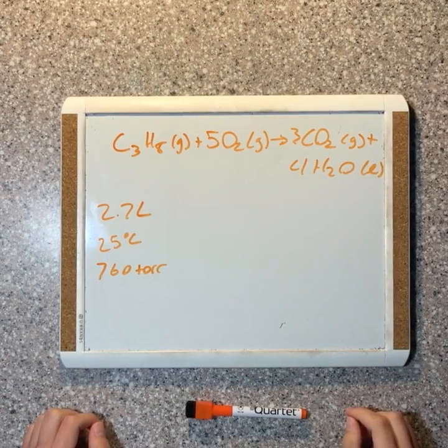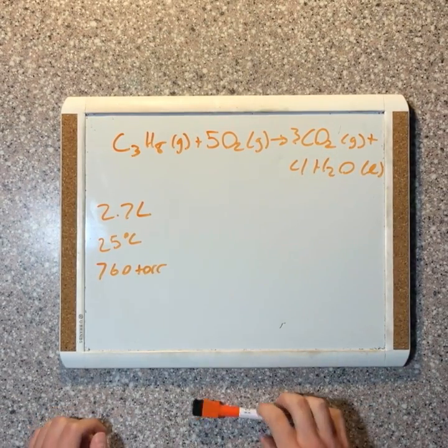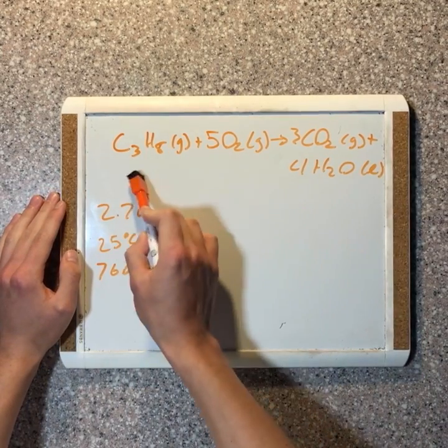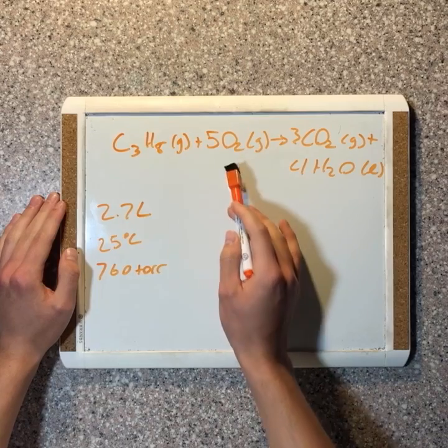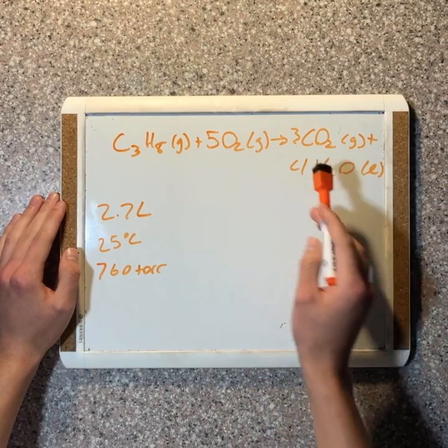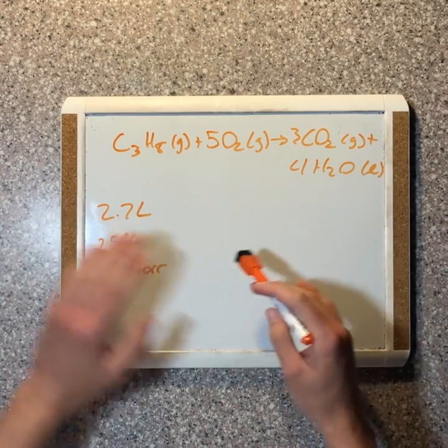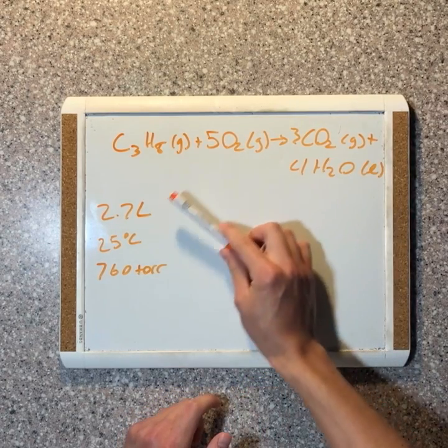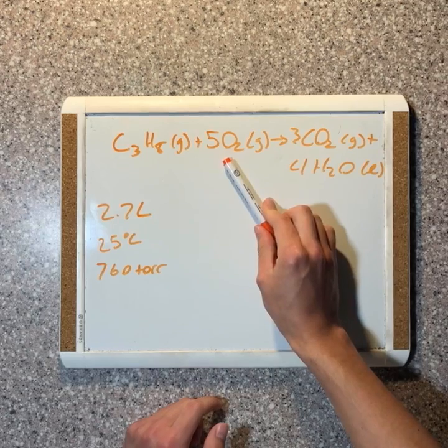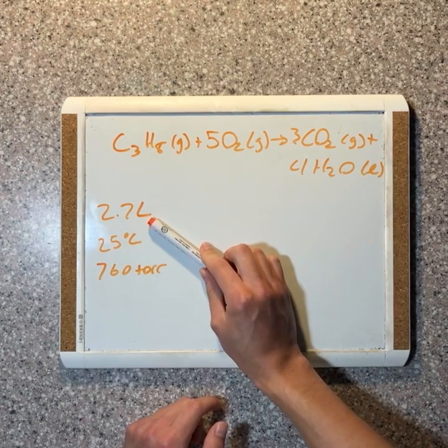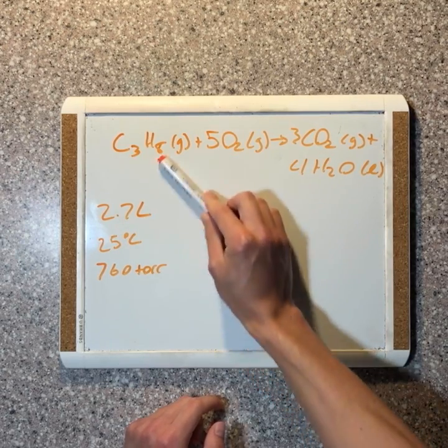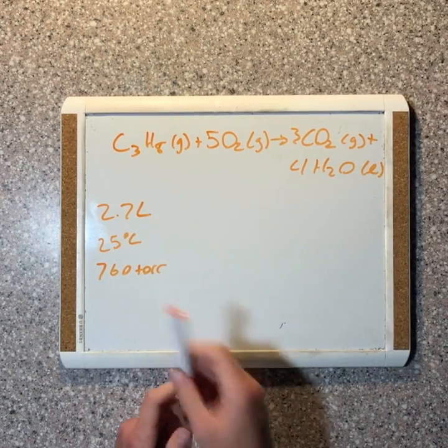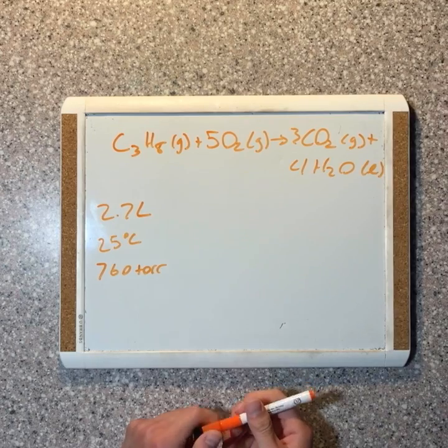Let's take a look at an application of Avogadro's law. Now, say we have a tank of propane, right? This here is the chemical formula for propane, and it reacts with 5 gaseous oxygen molecules to produce CO2 and water. Typical combustion reaction. Now, we want to figure out how much oxygen it takes to react with 2.7 liters of propane, right? How many liters of oxygen does it take to react with 2.7 liters of propane?